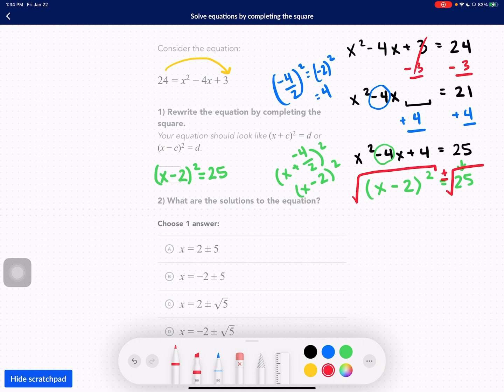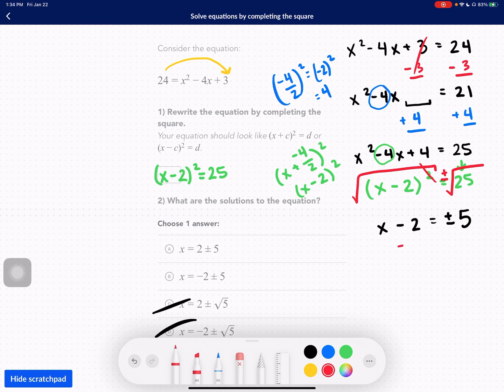It's always plus or minus. The squared gets canceled out. We are left with x minus 2 equals plus or minus the square root of 25, which is 5. You guys see here how they had these as trick answers. That is not correct. I've had a lot of students do that, but once you take the square root of something, it is that answer. This is plus or minus 5. The square root of 25 is 5. So it's going to be either A or B. It's definitely not going to be C or D.